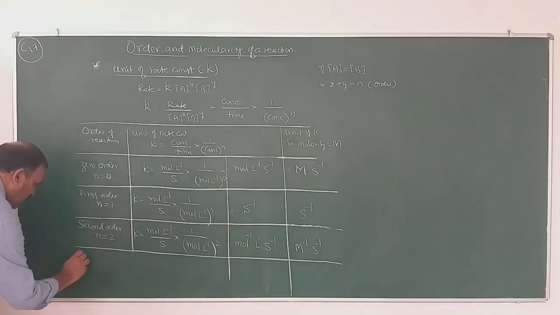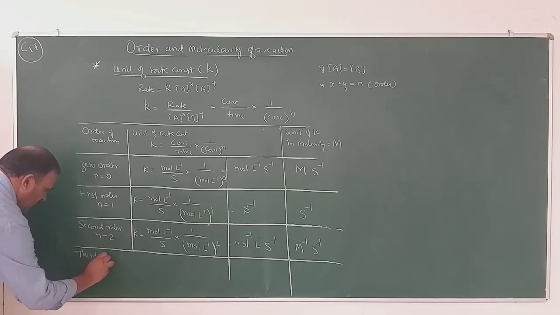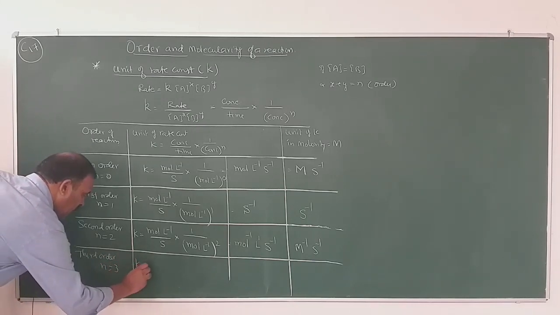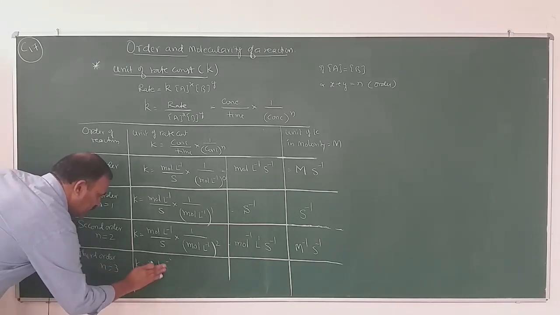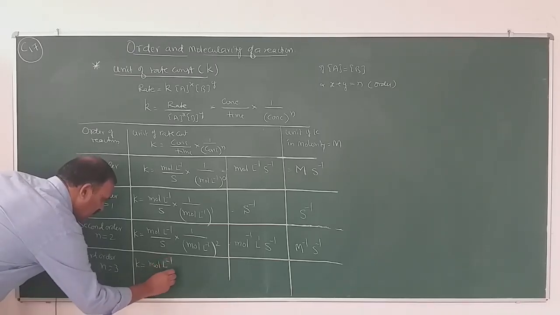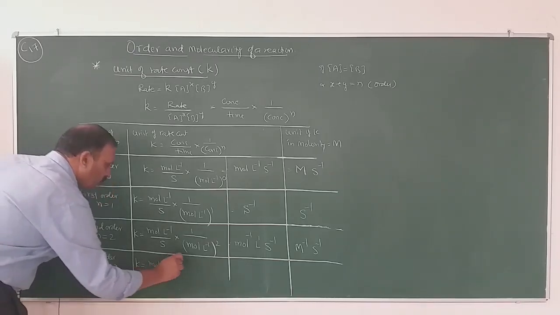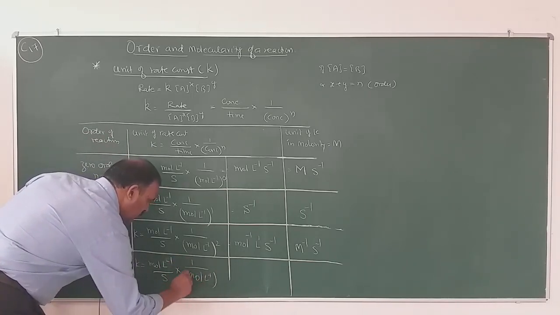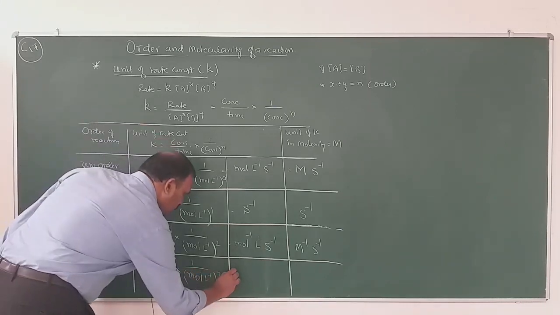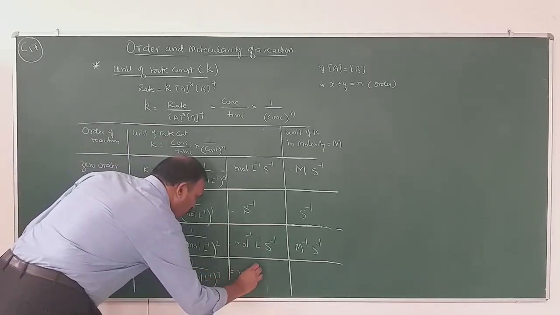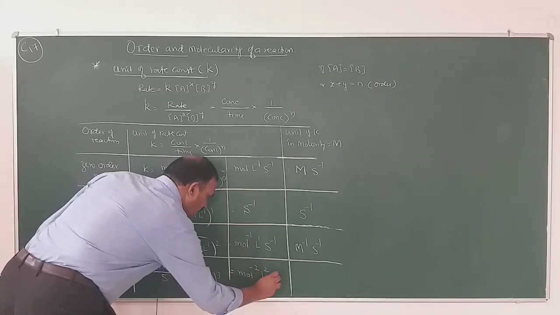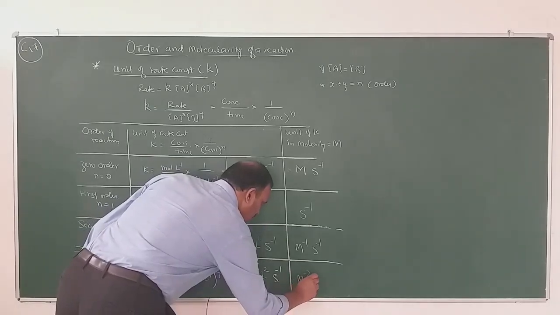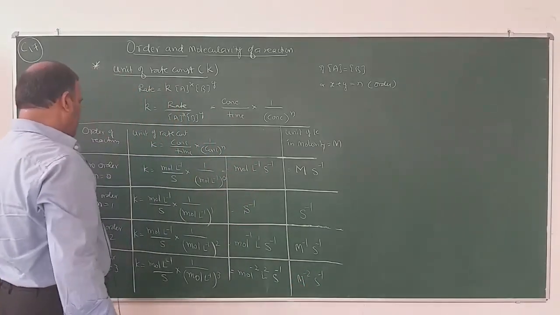Similarly for third order reaction, n equals 3, K equals mole liter minus 1 divided by second into 1 over mole liter minus 1 to the power of 3. So this equals mole minus 2 liter square second minus 1. So this is M minus 2 second minus 1.